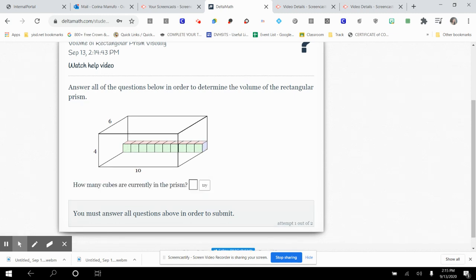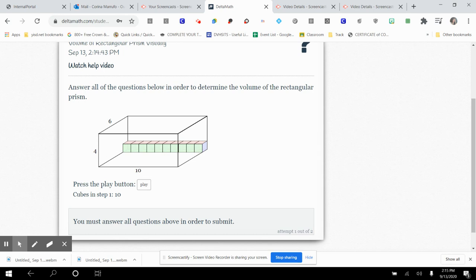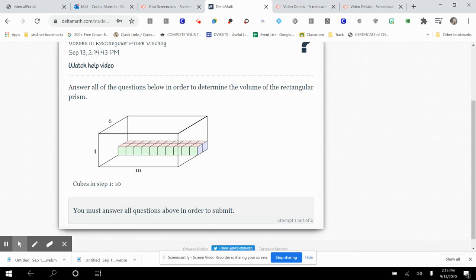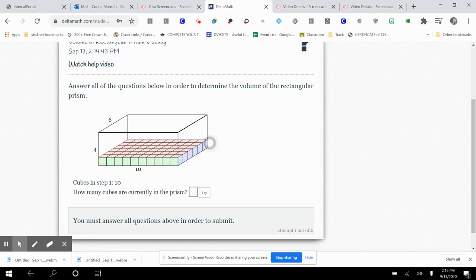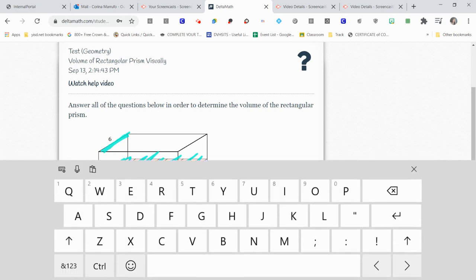So it goes 10 squares across, and it asks you, how many cubes are currently in the prism? So as of right now, we have 10. So try, and it says we're good. So then it makes 10, 20, 30, 40, 50, and 60 rows. I counted by 10s. Across is from here to here is 6. Okay, so that's why it did 6 rows this way. Okay, so it's 60 blocks for this whole base. So it says how many cubes are currently in the prism. So I'm going to go ahead and put right here 60.